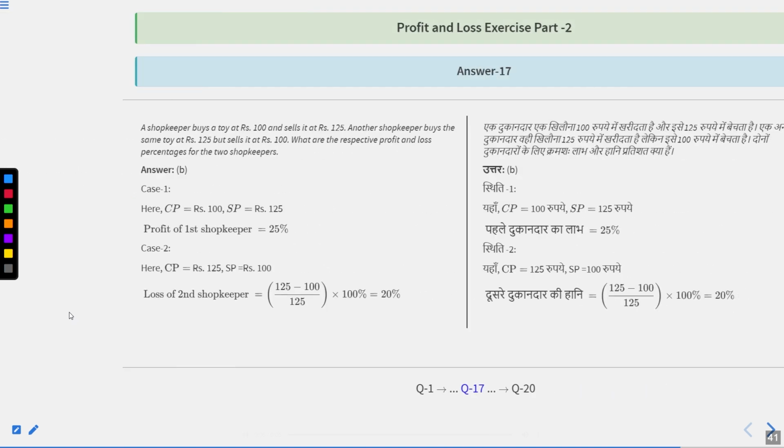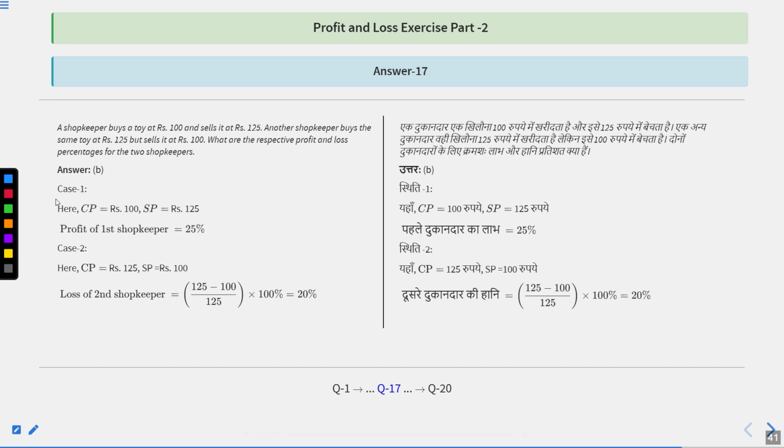Now time's up. Let's see the solution. In case 1, CP is 100, so SP will be 125. So the profit of the first shopkeeper is 25%. In the second condition, CP is 125 and SP is 100. So the loss of the second shopkeeper will be 20%. So B is the correct answer. Next one.